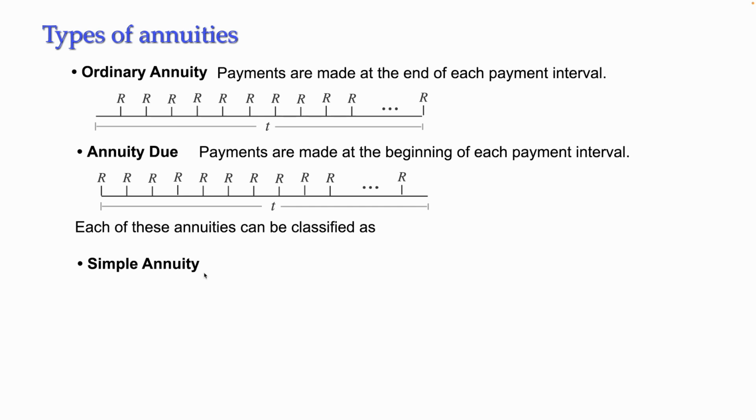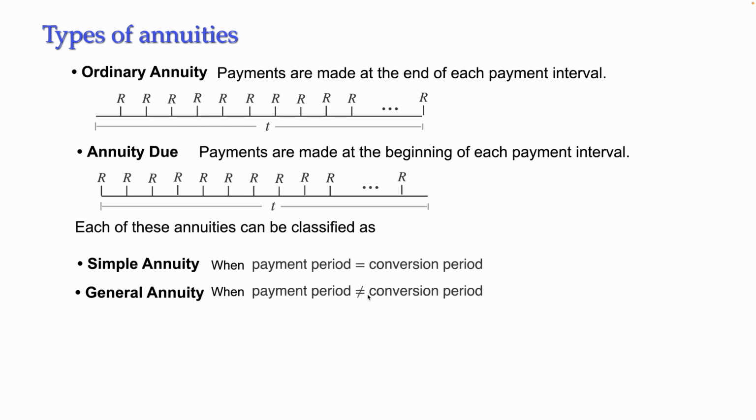A simple annuity is an annuity when the payment period is the same as the conversion period. For example, we are making payments every month and the money is earning interest monthly, so this will be a simple annuity. Or you make payments every quarter, every 3 months, and the interest is compounded quarterly also, then we have a simple annuity. Opposite to this, we have what we call a general annuity, when the payment period is different from the conversion period.